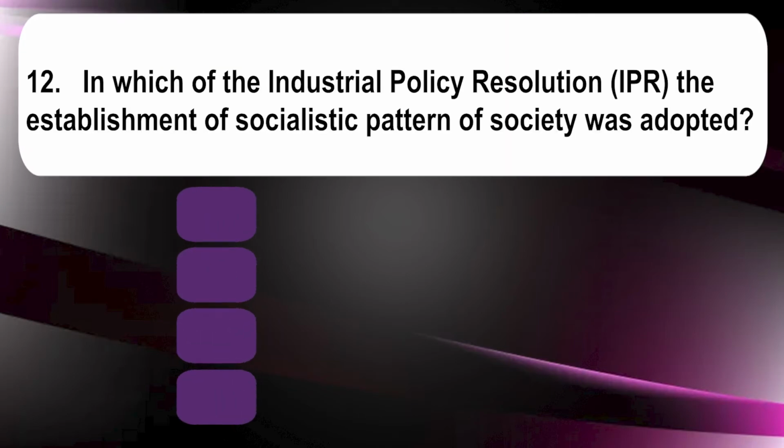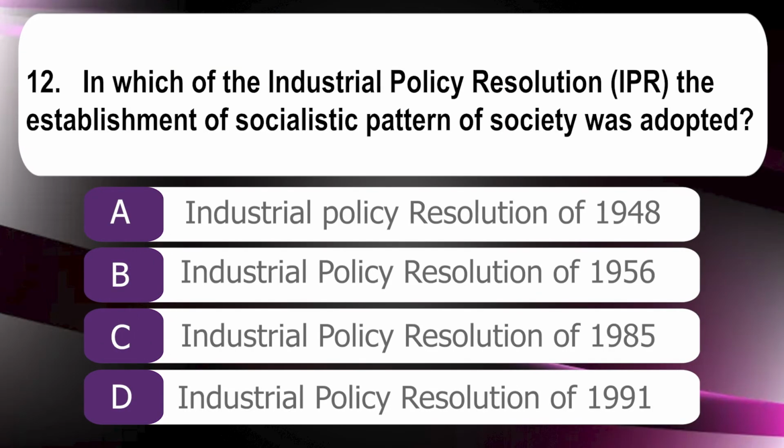12th question. In which of the Industrial Policy Resolution, IPR, the establishment of socialistic pattern of society was adopted? A. Industrial Policy Resolution 1948, B. Industrial Policy Resolution of 1956, C. Industrial Policy Resolution of 1985, D. Industrial Policy Resolution of 1991. The correct answer is B. Industrial Policy Resolution of 1956.